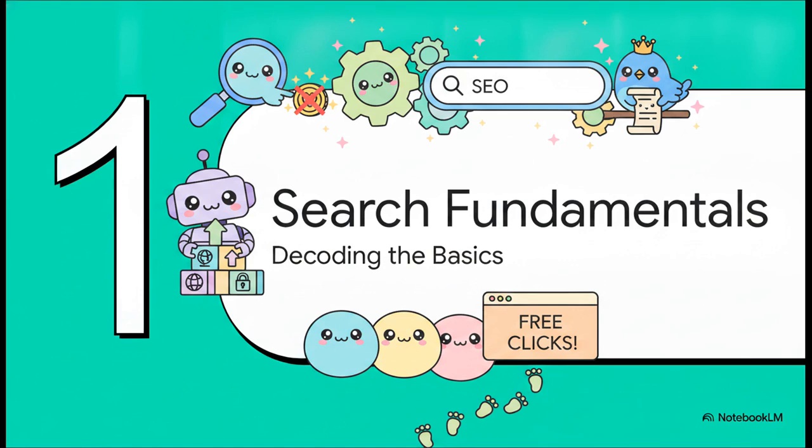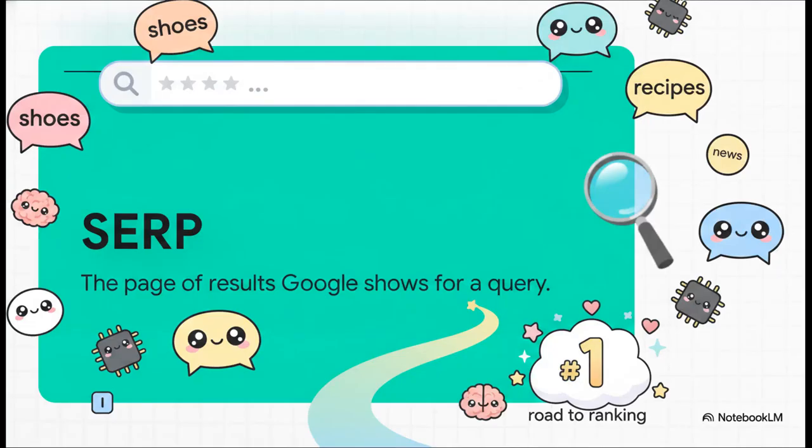Let's lay down the foundational blocks of how we actually get found on Google without spending a dime on clicks. It really all starts here. You'll hear the term SERP thrown around a lot. It literally just stands for Search Engine Results Page. It's the page of links Google hands you after you search for something.